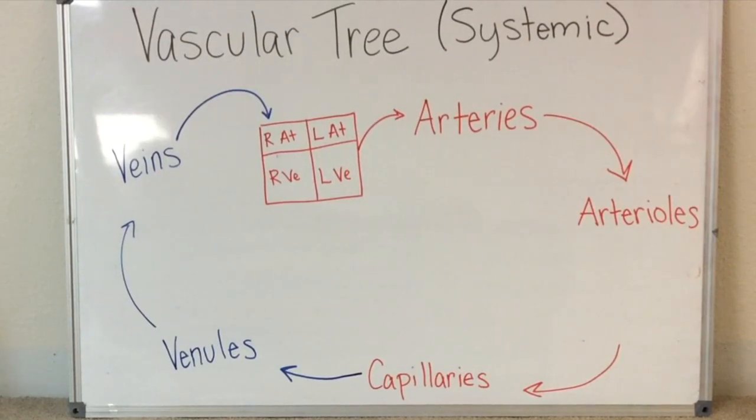The further away you move from the heart, the greater the surface area. Capillaries have the greatest surface area, followed by venules and arterioles, and then veins and arteries.